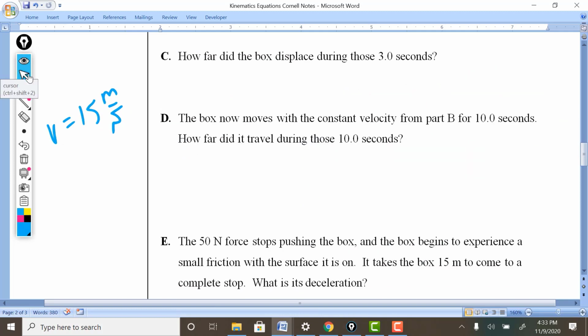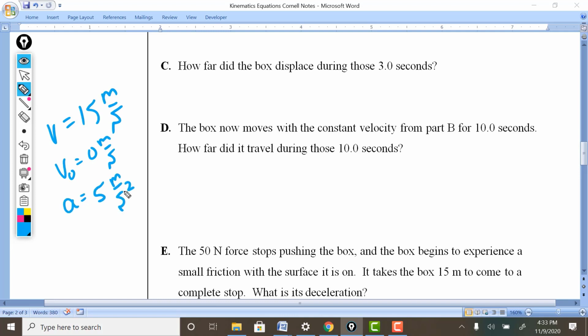How far did the box displace during those 3 seconds? So, we had everything. We had v, we had v naught, we had acceleration, we had the time was 3 seconds. So actually, we have everything. We're looking for displacement. At this point, we have so much freedom that we could use either one of the 2 other equations to solve for this. I'm going to end up using the middle equation just because I know what I'm doing. You could have used the other equation as well, and it'll give you the same answer.